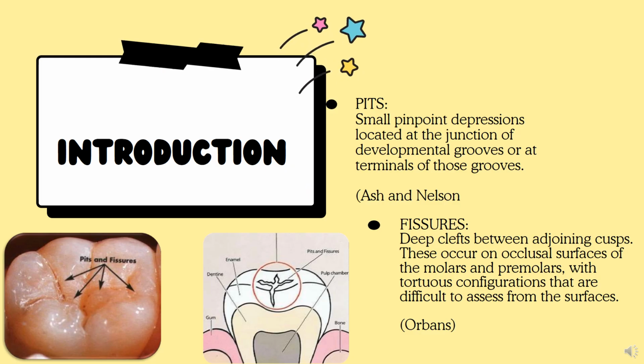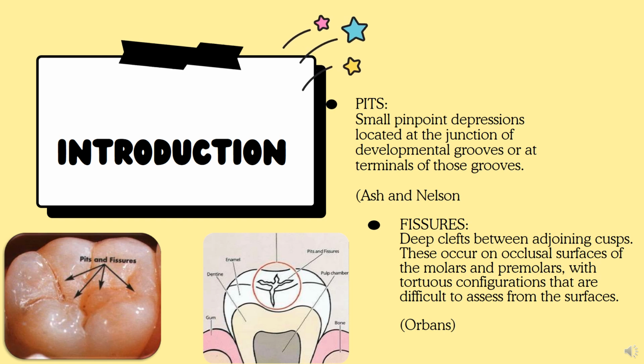Now, what is the definition of pits? Pits are nothing but small pinpoint depressions located at the junction of the developmental grooves or the terminal of those grooves. This definition was given by Ash and Nelson. This Ash and Nelson will be one of your viva questions. If you tell the definition of pits, we'll ask which author gave it. It's Ash and Nelson.